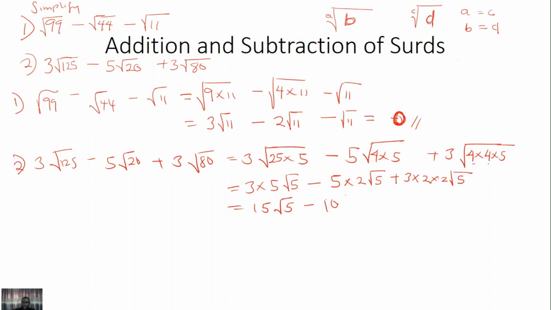10 root 5 plus 3 times 4, 12 root 5. And if we simplify this, 15 root 5 minus 10 root 5, that will be 5 root 5 plus 12 root 5, that will be 17 root 5. So this is our final answer.